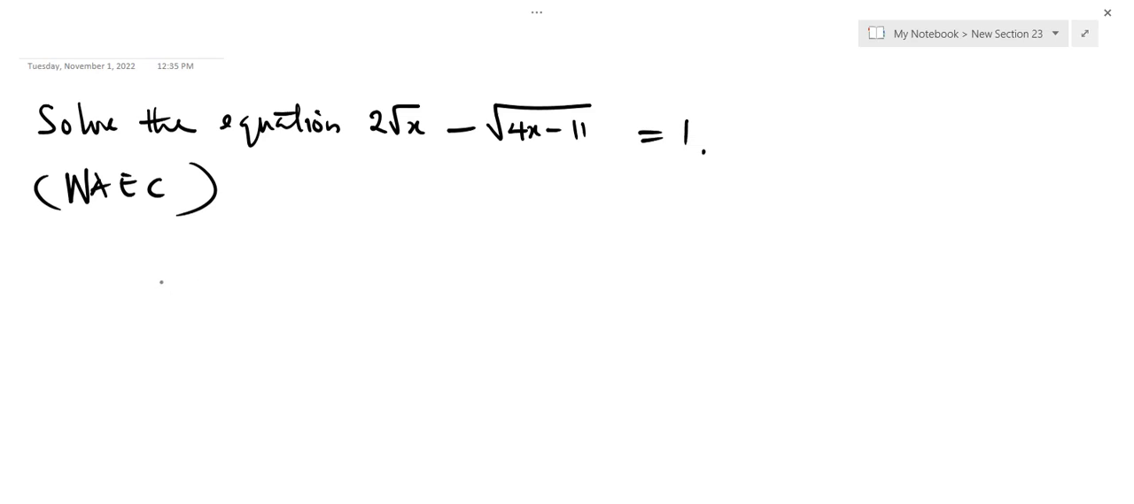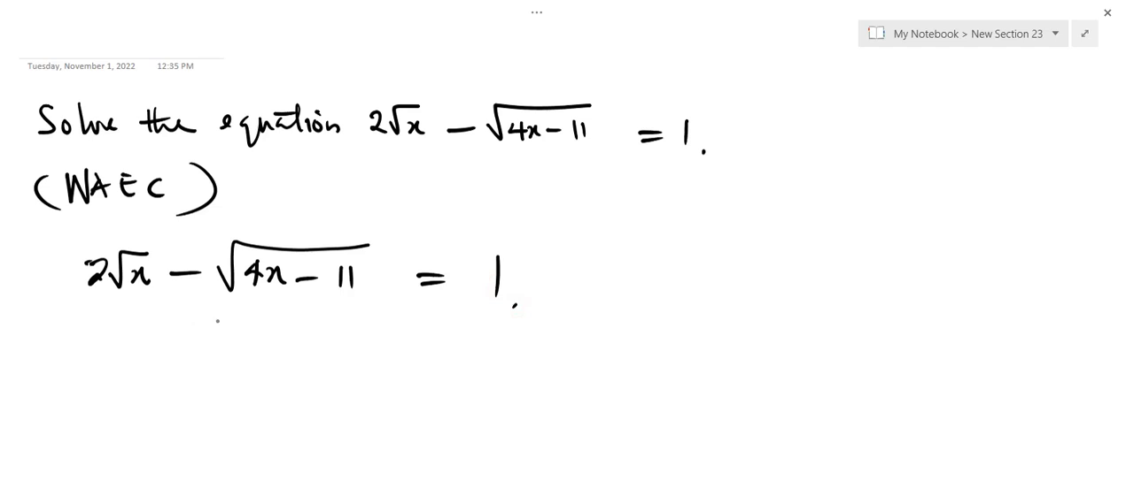Solving the equation 2 square root of x minus square root of 4x minus 1 equal to 1. This is a WAEC equation. So now you have 2 square root of x minus square root of 4x minus 1 equal to 1.